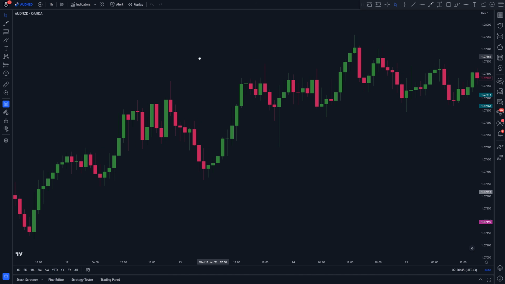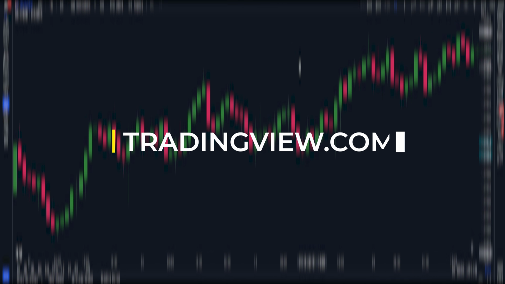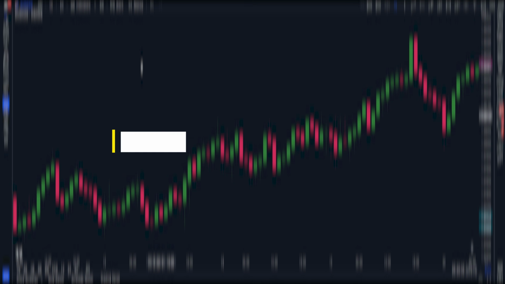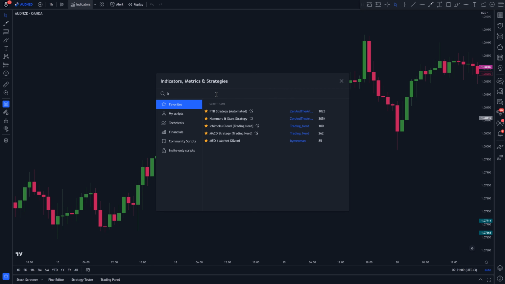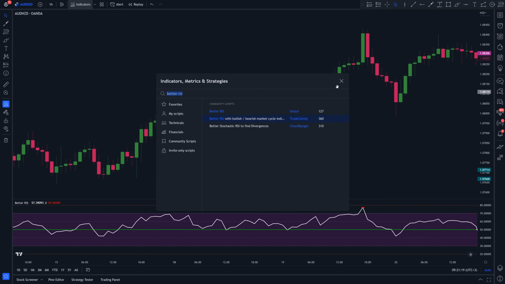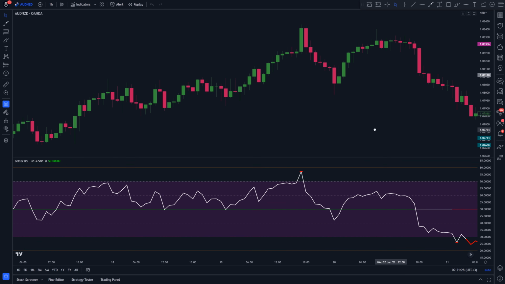Now, to add this new RSI indicator to the chart, you just go to your favorite charting platform. I use TradingView. I'll leave a link to it in the video description. Next, you're going to click on Indicators, then type in Better RSI and select this one by Trade Calmly. Now, this indicator is an improved version of the original RSI indicator.